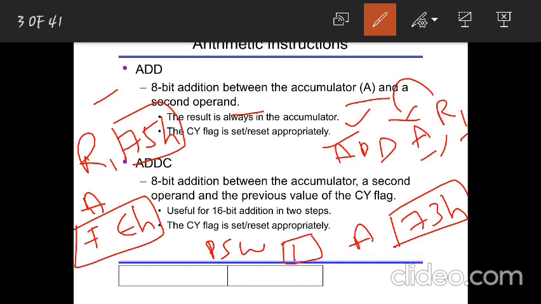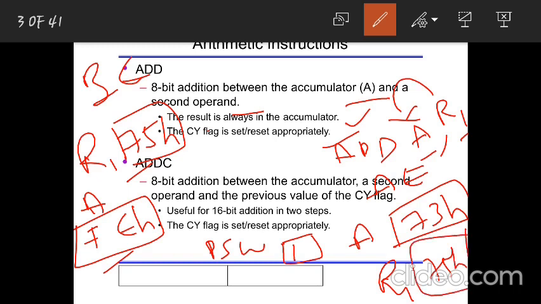So now see here, this is before execution. A will be equal to FE and R1 will be equal to 75H. This is after execution. A will be equal to 73 and R1 will be equal to 75H itself. Before execution and after execution. In this way it works.